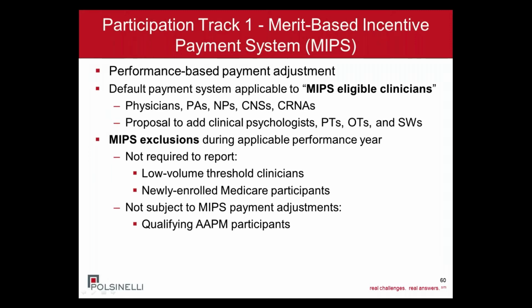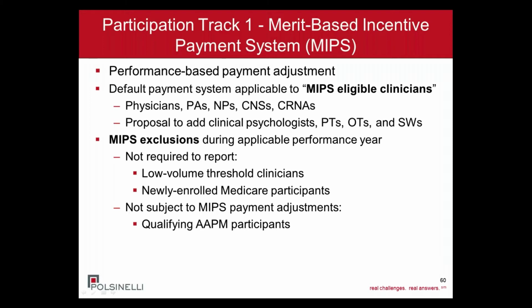CNSs, CRNAs. In the proposed rule this year, they're proposing to add clinical psychologists, PTs, OTs, and social workers. If you're one of those physicians and you're not otherwise excluded, you're going to be required to report in certain measures, and your payment is going to be adjusted based on your performance of those measures. To be excluded from this, you have to be a low-volume clinician, sort of our 1 or 2 physician shops. So they define it by patient volume, or if you're newly enrolled, they will give you some time to get up to speed.